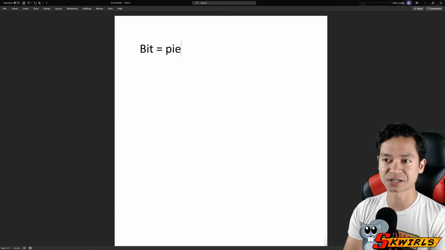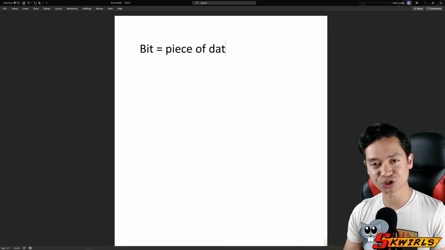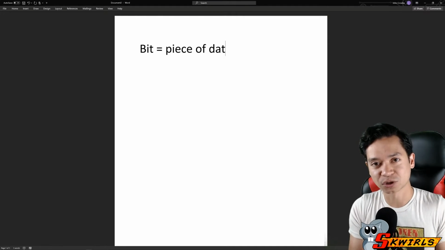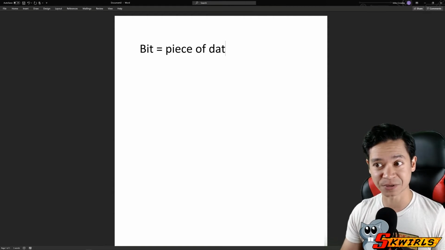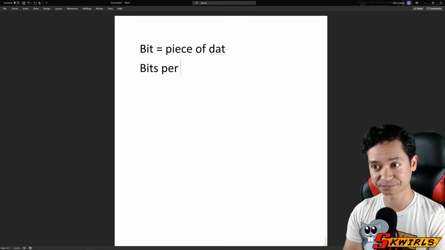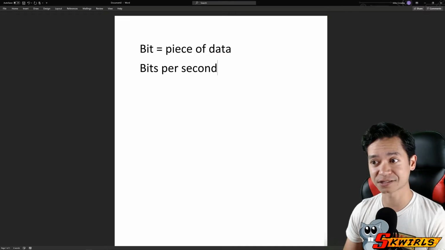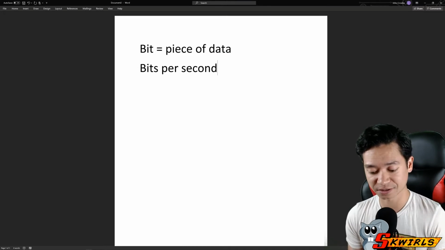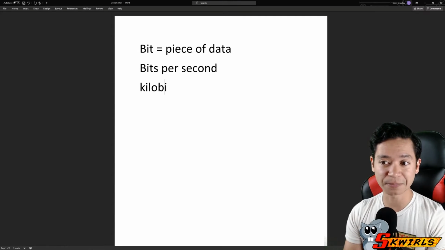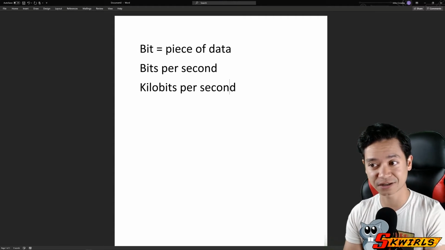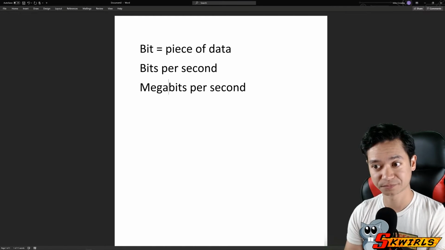If a bit is a piece of data, right, then I want you to know that as you look into your internet speeds, they're going to be defined as bits per second. So how many pieces of data are being sent every single second? And they're actually not even going to be measured in bits per second. They're going to be measured probably in kilobits per second or in megabits per second.